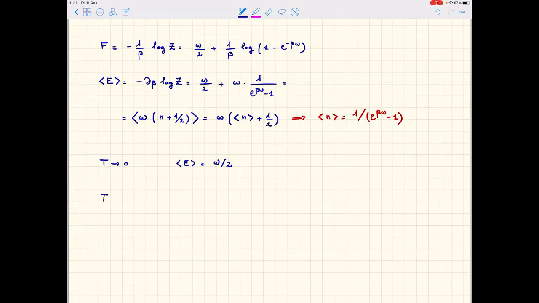Now let's take a temperature much larger than omega. And then you see that the average energy is omega over 2 plus omega times something. Now, if the temperature is much larger than 1, this means that beta omega is much smaller than 1. And therefore, I can expand the exponential. We'll get 1 over 1 plus beta omega minus 1.